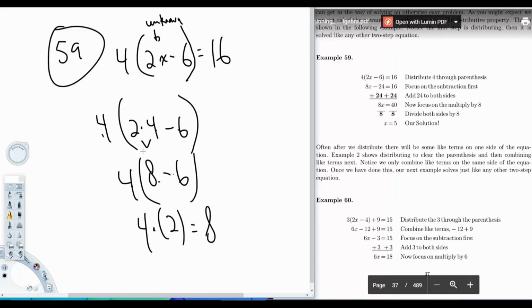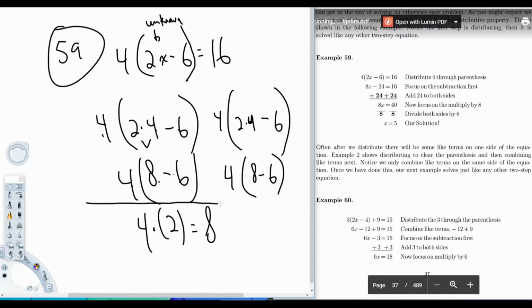Now let's look at what would have happened if I would have used the distributive property. Let's do this problem using the distributive property. Here, 4 times (2 times 4 minus 6), 4 times (8 minus 6). Okay, we stop right there. So far, everything's the same. What the distributive property says is if you take this and you multiply by this, and then you take this and you multiply by this, it should give you the same answer.